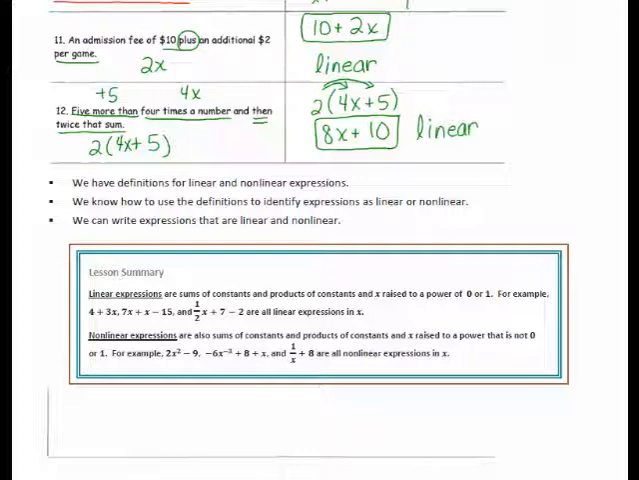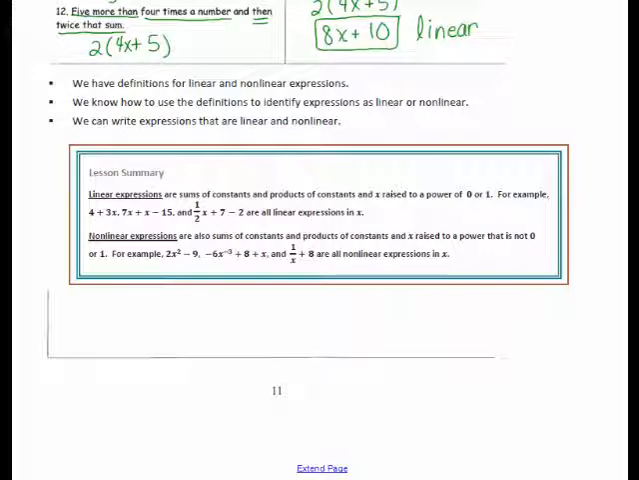We now have definitions for linear and nonlinear expressions. We know how to use the definitions to identify expressions as linear or nonlinear. We can write expressions that are linear and nonlinear. In this lesson, you've learned that linear expressions are sums of constants and products of constants and x raised to a power of 0 or 1. For example, 4 plus 3x is linear. 7x plus x minus 15 is linear.